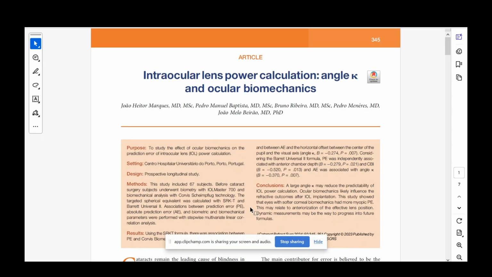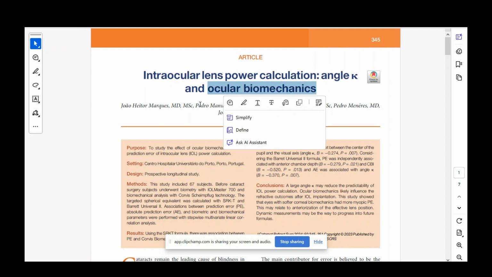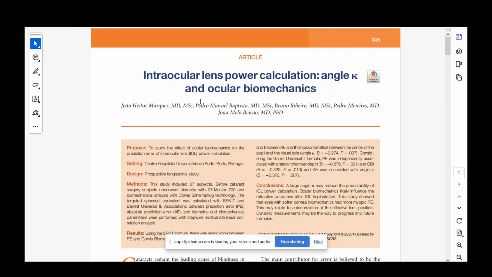Pleasure to talk to you about a recent interesting study that, the first of its kind that I have seen, links the intraocular lens power calculation outcome with ocular biomechanics. This is the one study that I have found, and I have never found a study which actually links your post-operative refractive outcome with the ocular biomechanics.